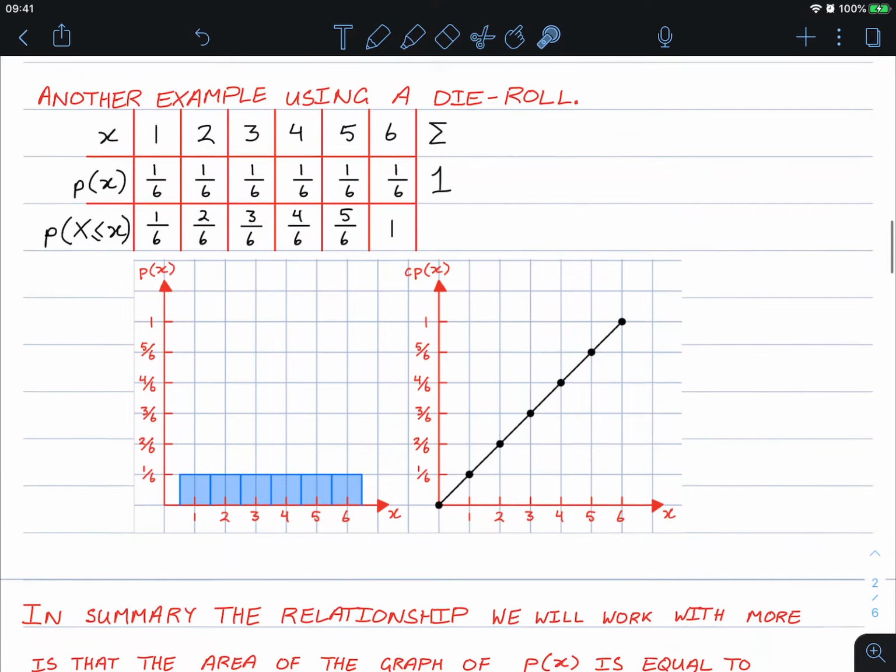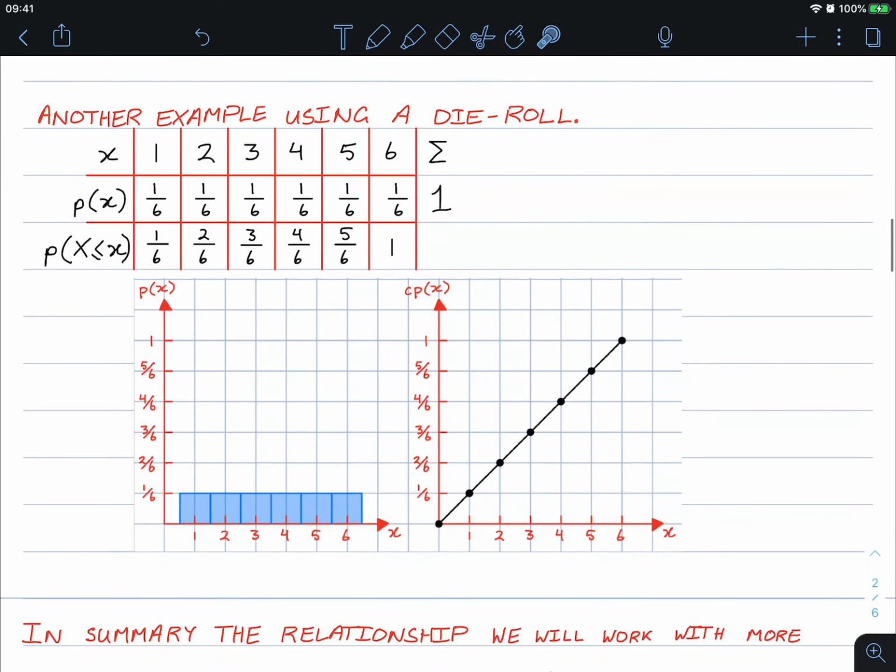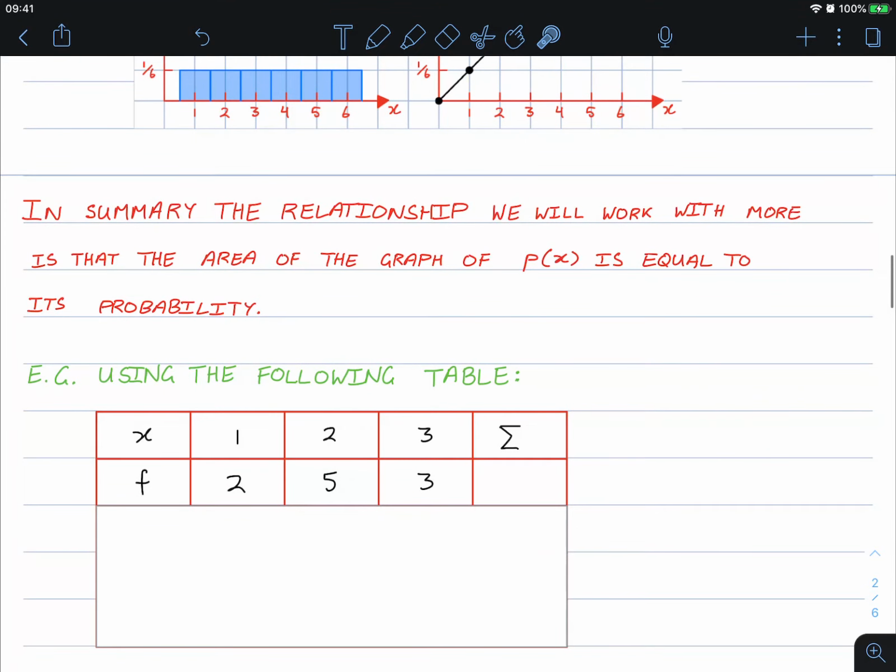Let's do another example using a dice roll. So the probability of this is like so. I want you to try and imagine, this is a bit later on, if you can imagine this being a straight line. Notice the relationship between the straight line to becoming y equals x. You'll see this a bit later, that there's a distinct relationship between calculus and probability. So in summary, the relationship we will work with more is that the area of the graph of the probability of x is equal to its probability.